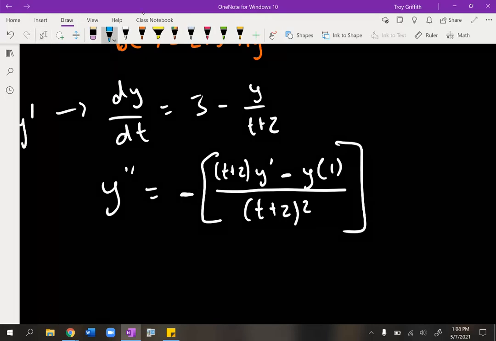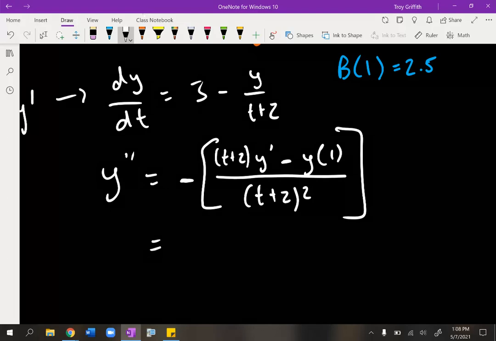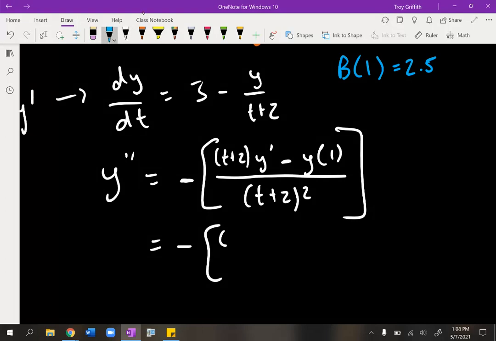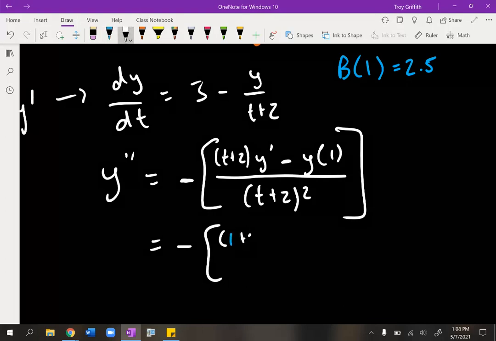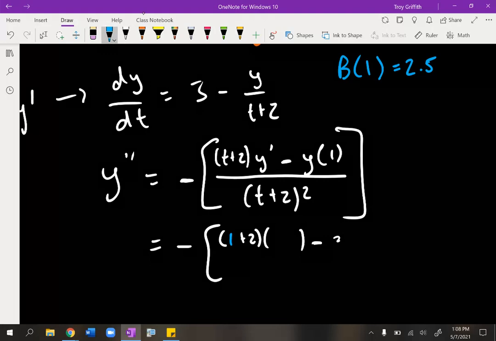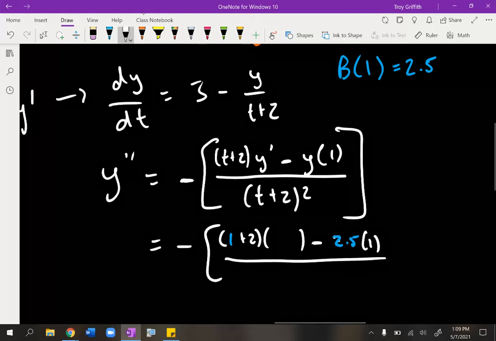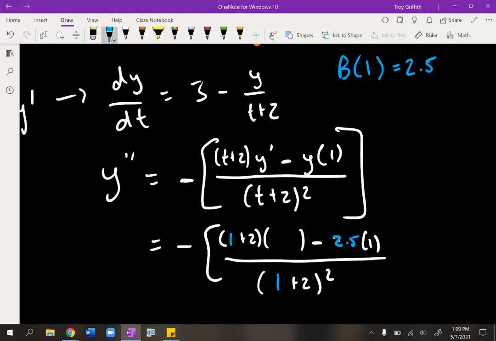Again, we have this initial condition that b of 1 is 2.5. So everywhere that I see a t, I can plug in 1, and everywhere that I see a y, I can plug in 2.5. So I'm going to plug in 1 for t right here. This is 1 plus 2. I'm going to worry about y prime in just a moment. y right here is 2.5, so put 2.5 times 1. The bottom of this I know is going to be positive no matter what, because I'm taking something and I'm squaring it. And I'm going to plug in 1 for t right here.